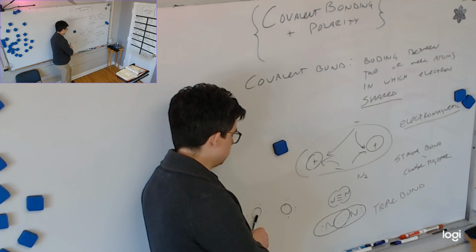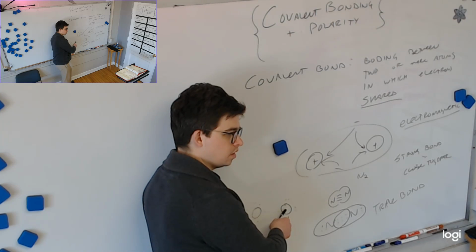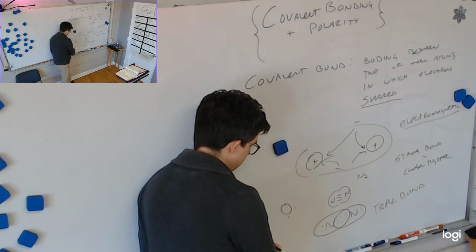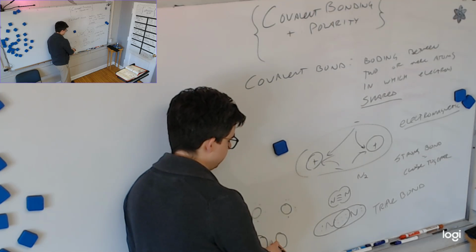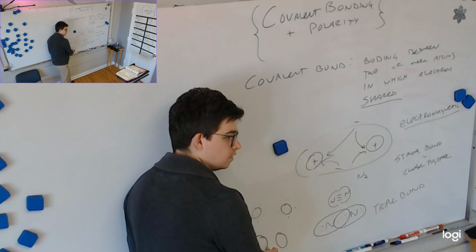Well, how many more does this one need? Can this one give up 2? So how many can they share? Both of them between them. No, try again. If they're each sharing 2, they're going to have a total of 2 pairs.